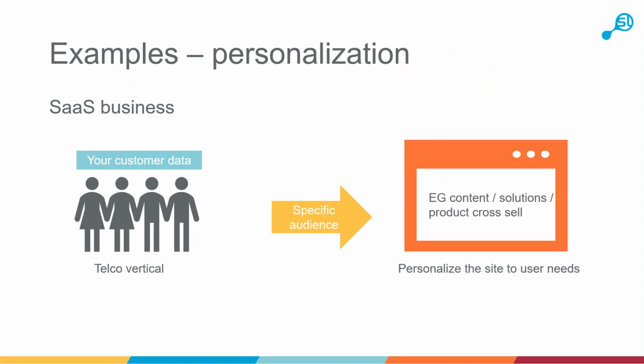So the other example is website personalization using Optimize, or Optimize 360, sorry. So you can take the customer data. We created a segment for telecommunications customers, and we can create a specific audience and personalize a site around their need. So we can offer them very specific content that might be relevant to that vertical and personalize it.